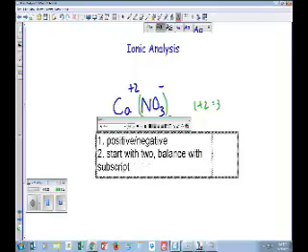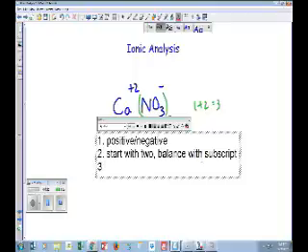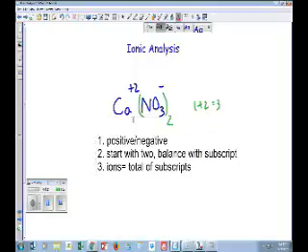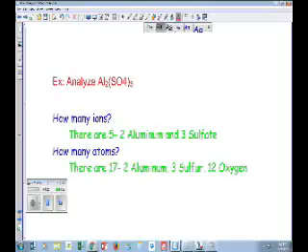Always start with 2 ions and then balance with a subscript. And how many ions do you know? The ions equal the total of subscripts. Just add up the subscripts, and that should pretty much tell you what you got. Okay, let's go ahead and try some of these.